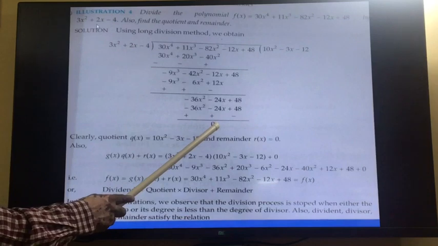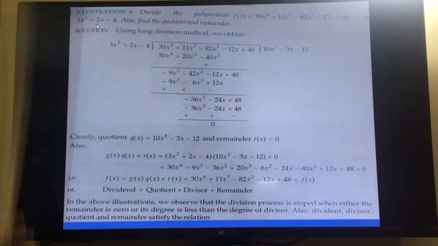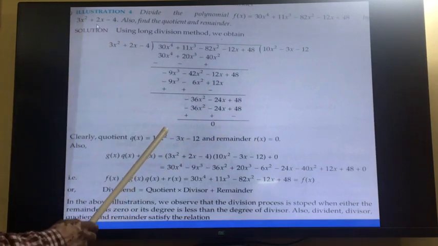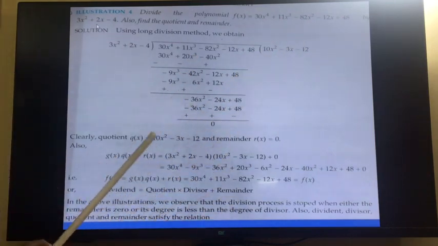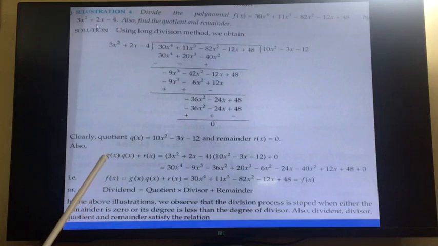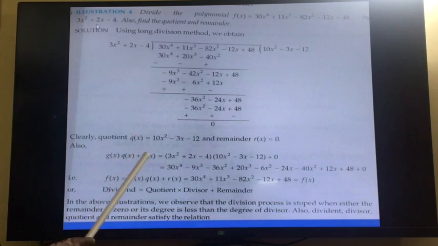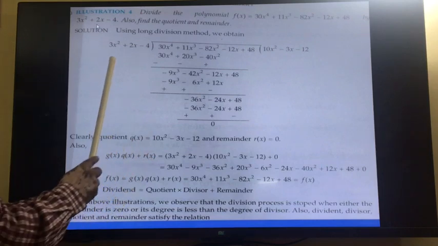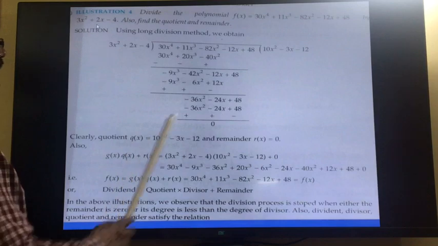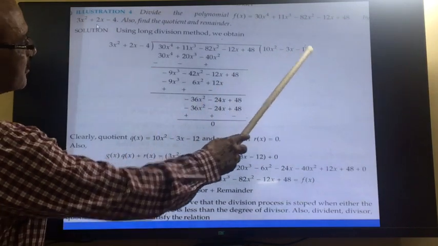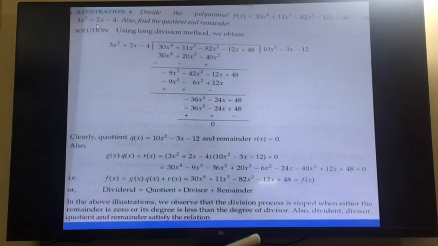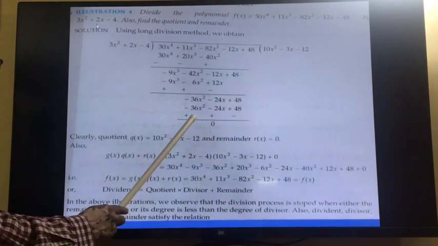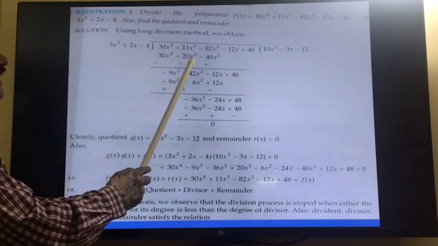So what is the difference between the previous question and this question? Here the remainder is 0. In the previous question the remainder was something. Here the quotient is 10x square minus 3x minus 12. So you see we will use this division algorithm: dividend is equal to g(x) into q(x) plus r(x). What is g(x)? It is the divisor. Then q(x) is 10x square minus 3x minus 12 and plus the remainder, which is 0. So dear children, whenever you are getting the remainder 0, you can say the divisor is a factor of the dividend.